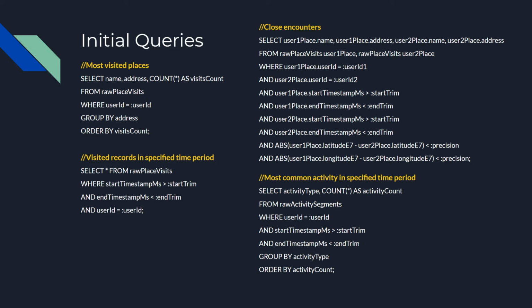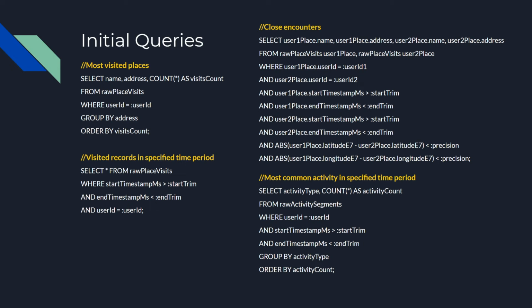On the top left here, we have the most visited places. This is as simple as collecting a count of the addresses and grouping by them to see how many times you went to that particular address and then ordering by that count so you can see your most visited locations that Google has in your entire recorded location history.